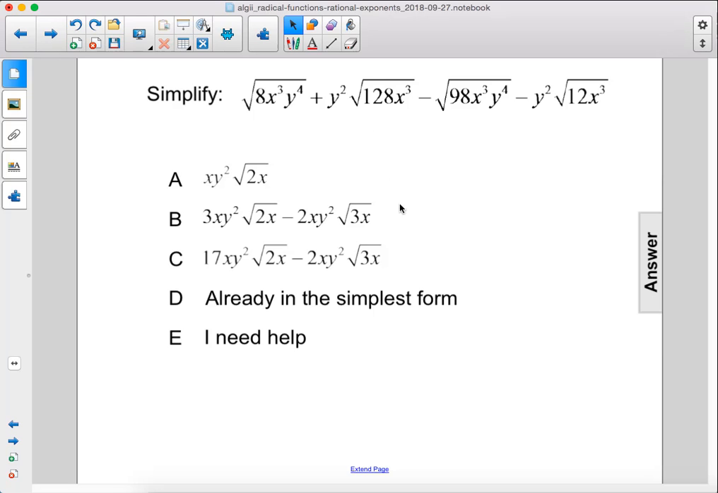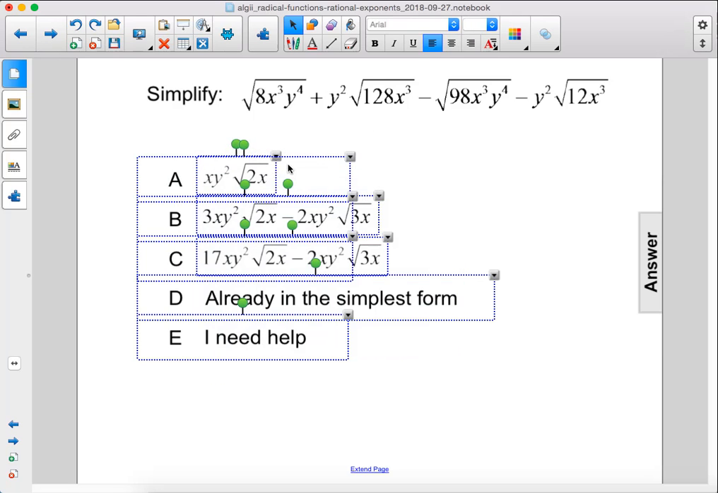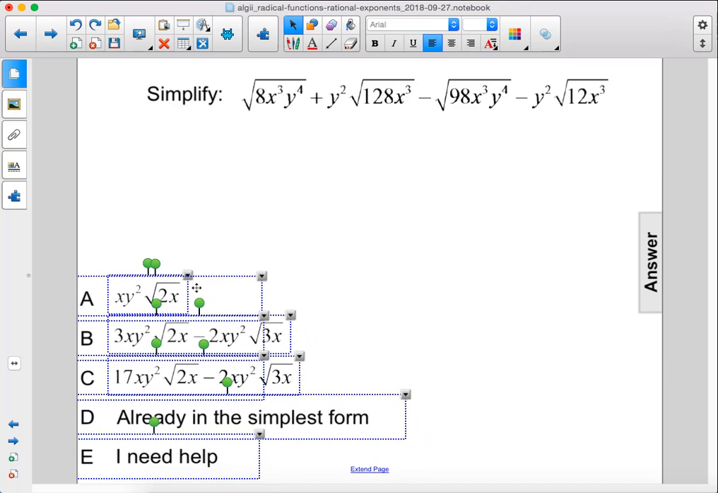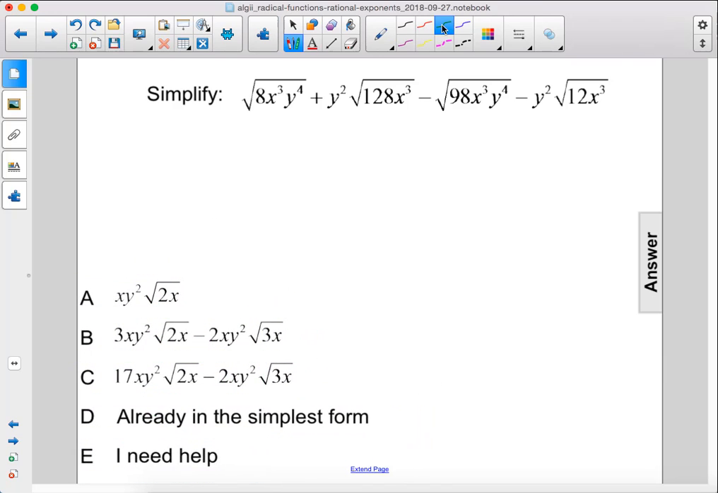Simplify. All right, so the first thing I'm going to do is move all of these out of the way. I'll move them down there. All right, I'm going to need a lot of room here. Let's start with our first term.